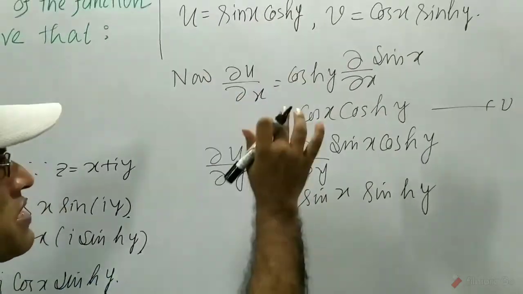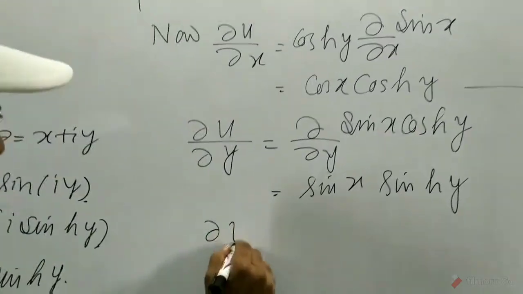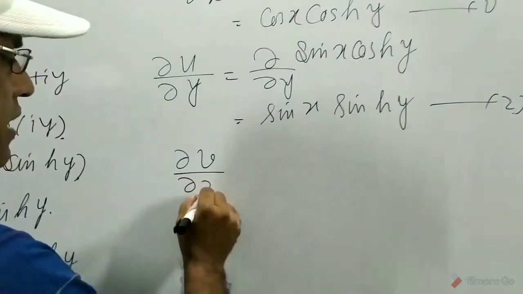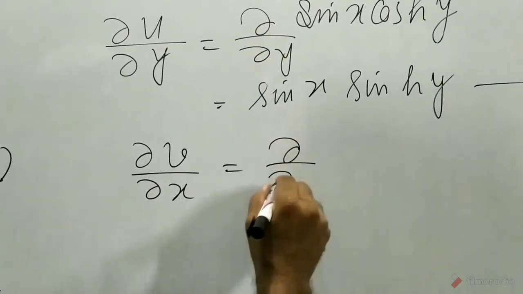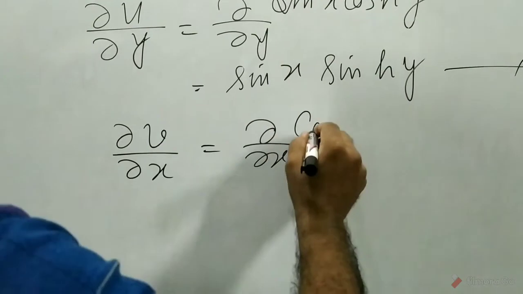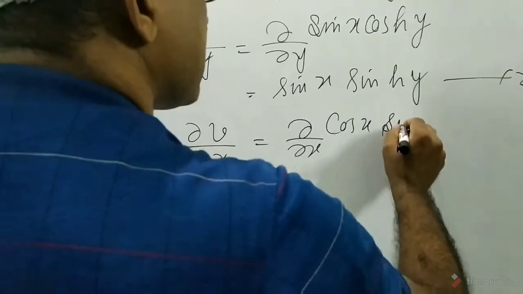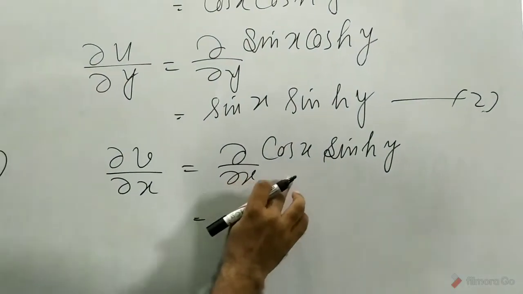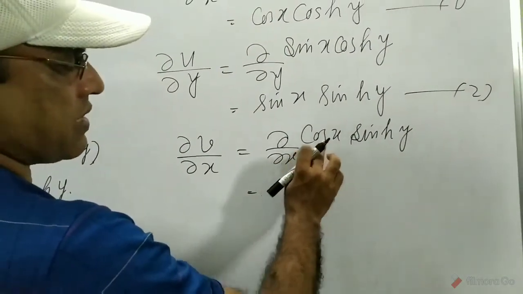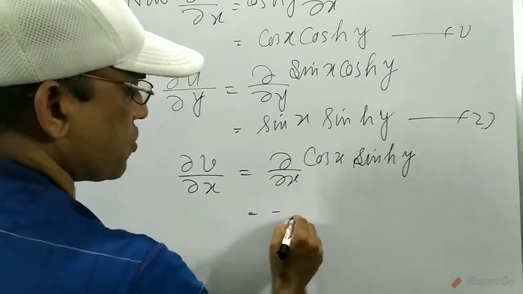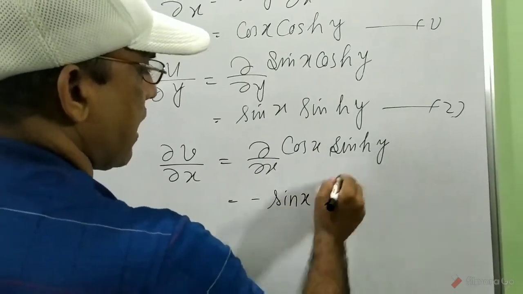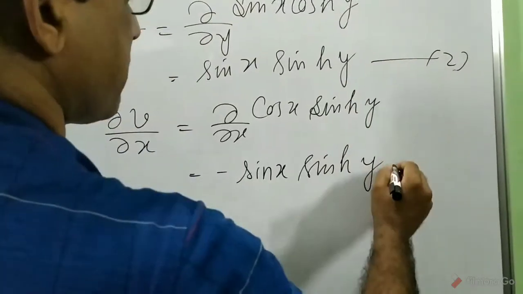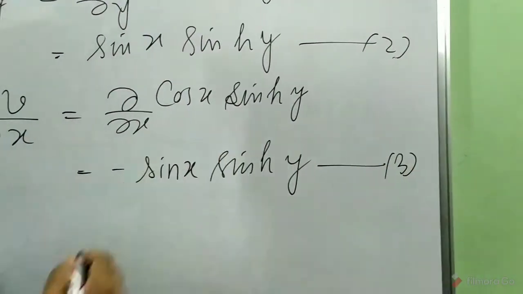Now u is finished. Next we consider v. Del v/del x, this is number 2 we consider. V means cos x sin hyperbolic y. We differentiate partially with respect to x: the derivative of cos x is minus sin x, and sin hyperbolic y remains the same. This is number 3 we get.